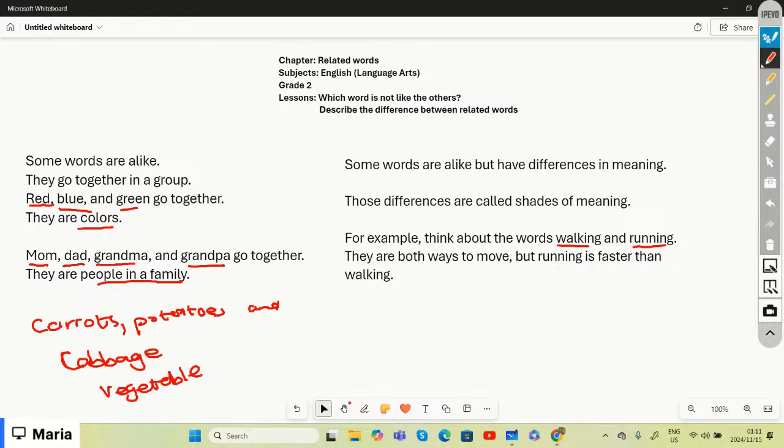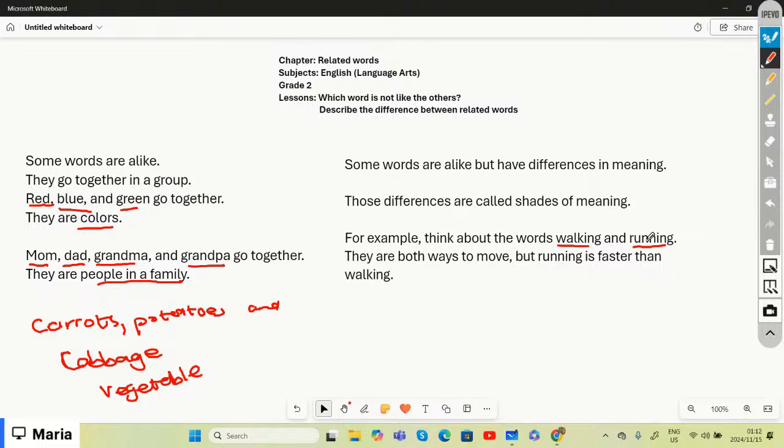All right. So we said we have some of our words that are alike, and we made mention of red, blue, and green, and we said those words go together because they are colors. And then we made mention of mom, dad, grandma, and grandpa. We said those go together because those are people within a family. And then we also made mention of carrots and potatoes and cabbages, and we said those are vegetables. And like we said, we can even use fruit, where we, for example, jot down the names of the fruits, and then those words are in the group of fruits.